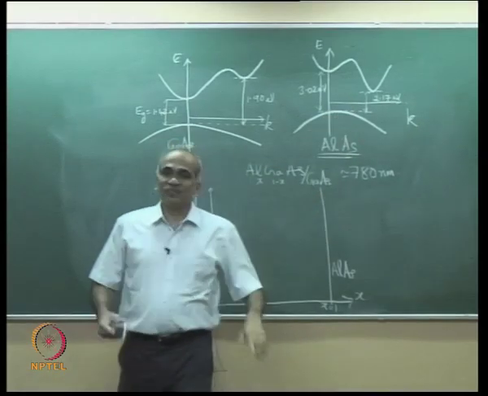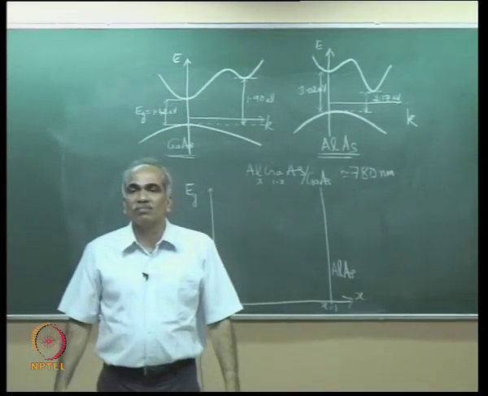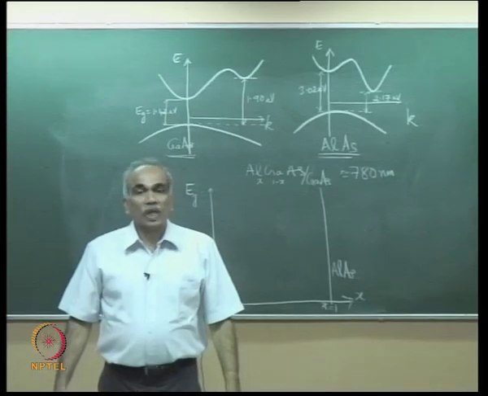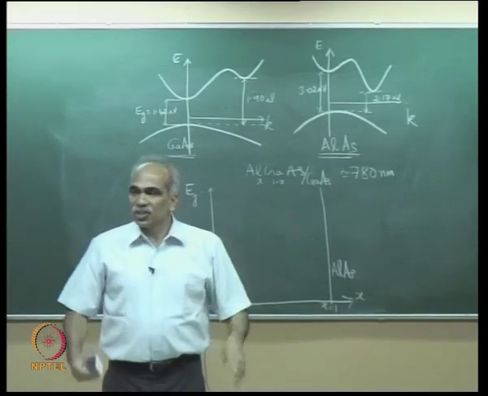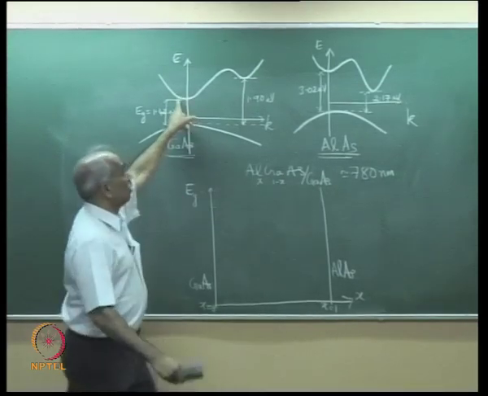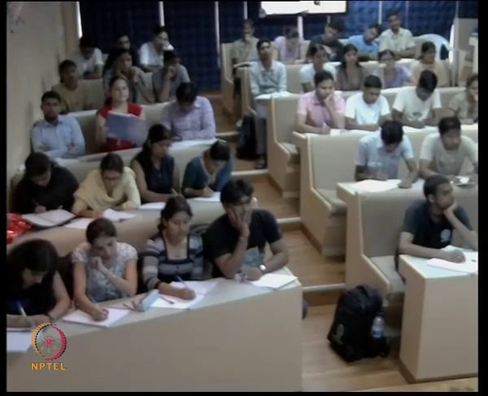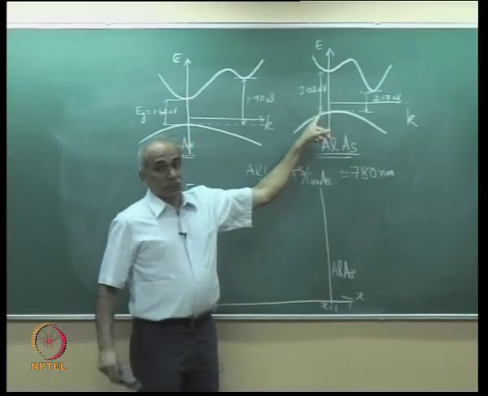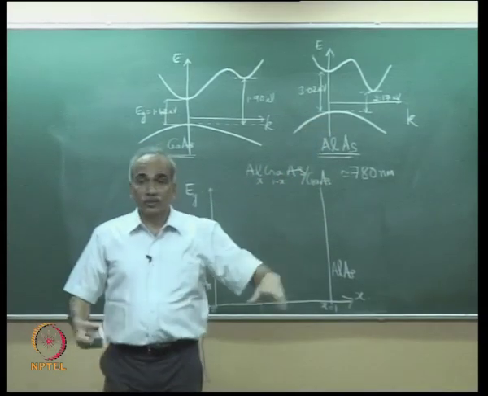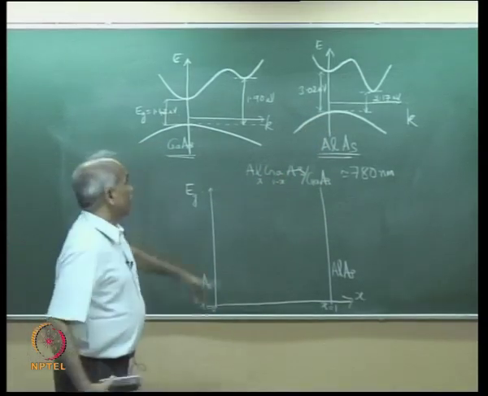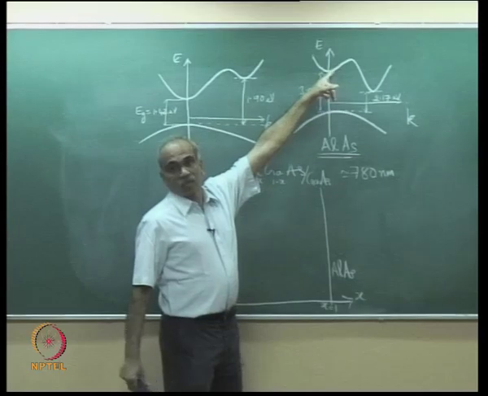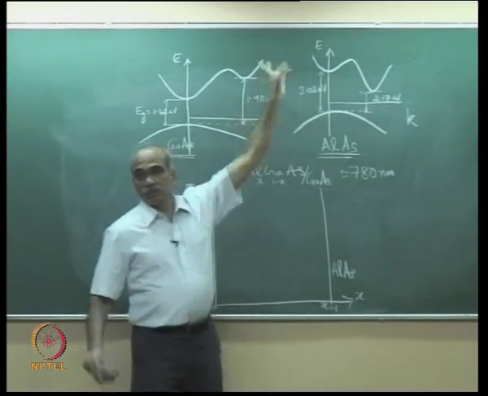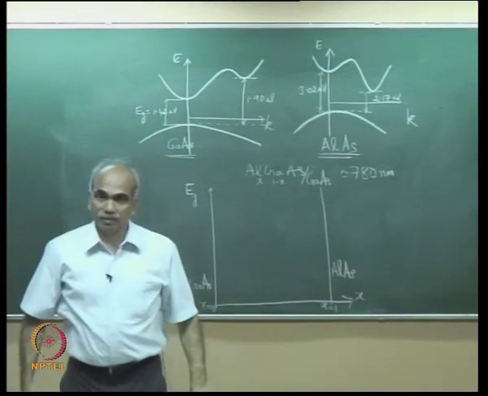Yes? Will there be a local minima at K equal to 0 every time? Not necessary. The question is, will there be a local minima always? No, not necessary. Here you have a local maxima, and a local minima at K equal to 0, the gamma point, but this need not be there. There are materials where there is nothing here, it simply passes like this.